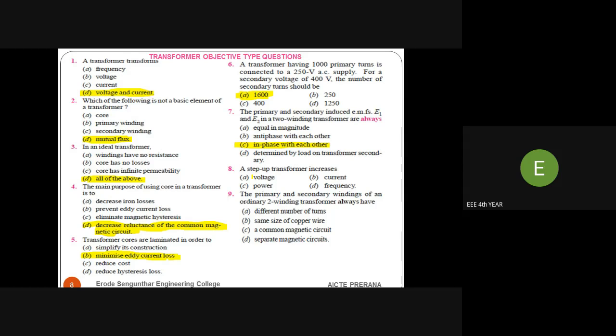Question number 8. A step-up transformer increases: option A, voltage; current; power; frequency. Definitely, a step-up transformer increases the voltage only. That is the voltage. Option A is the correct answer. The step-up transformer increases only the voltage.